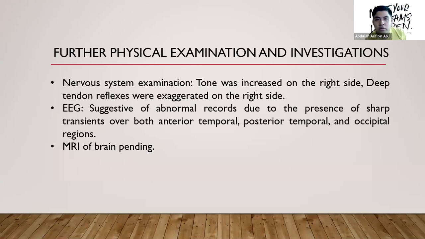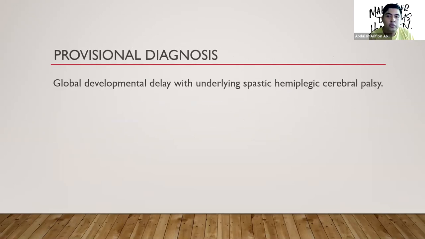So is there anyone want to guess the provisional diagnosis up to this point? Okay, so the next. So the provisional diagnosis for this case is a global developmental delay, secondary due to spastic hemiplegic cerebral palsy. Why spastic hemiplegic cerebral palsy?